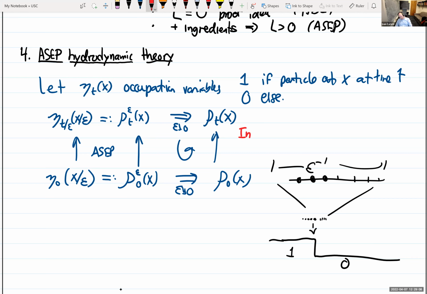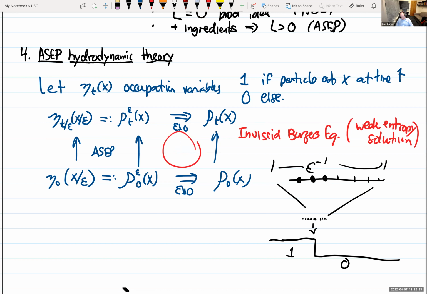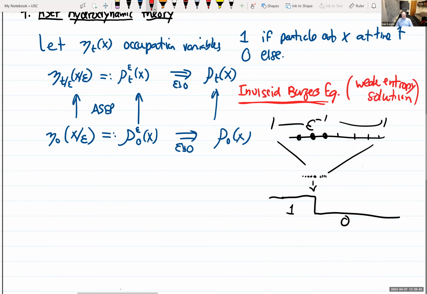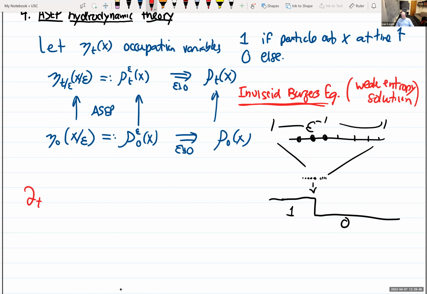what's called the inviscid Burgers equation. This is actually an ill-posed equation, so I need to specify something called the weak entropy solution. If you haven't looked at this before, don't worry, I'll tell you what it is. Actually, this commutes not just at a single time, but as a space-time process. So if I fix the initial data process, then the entire space-time process will, in the limit epsilon goes to 0, evolve according to this inviscid Burgers equation. The inviscid Burgers equation is the following PDE.